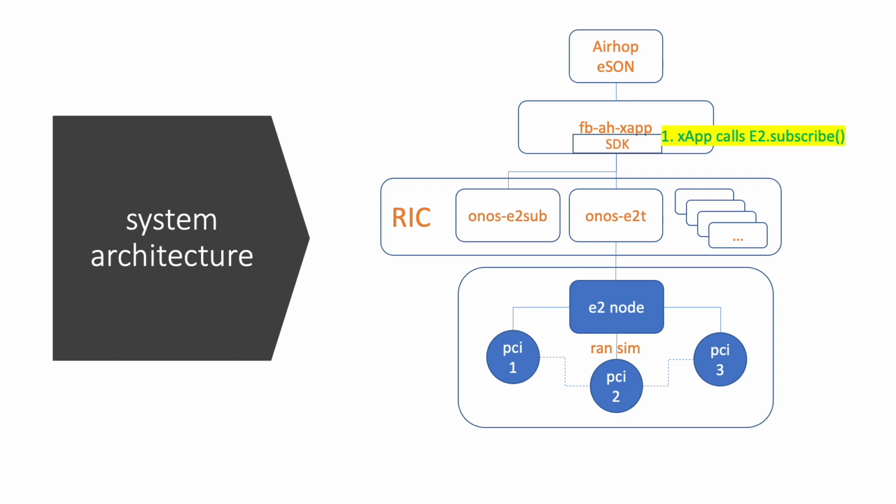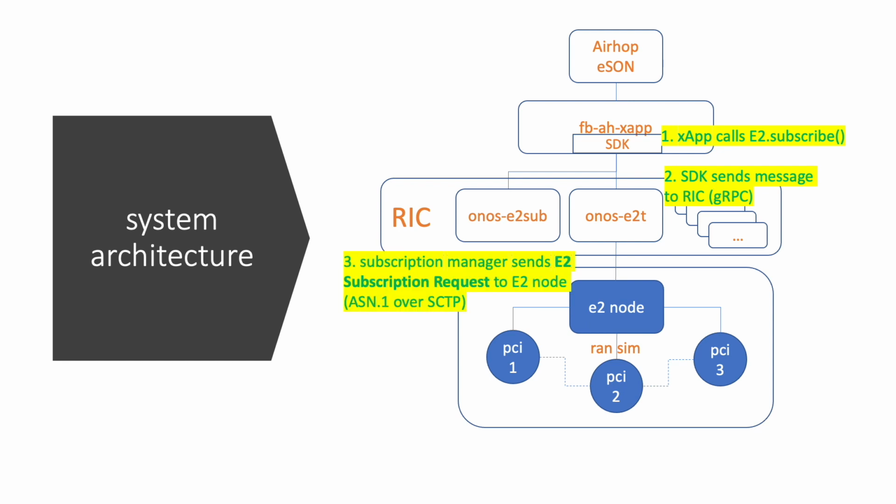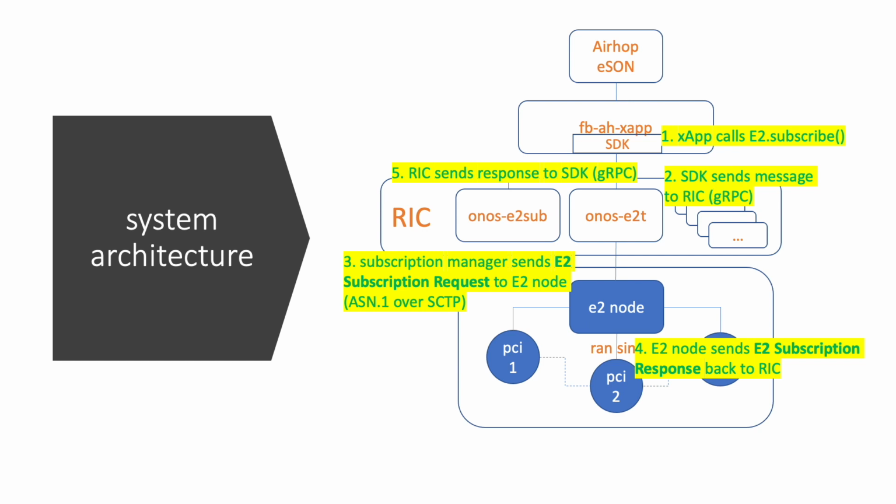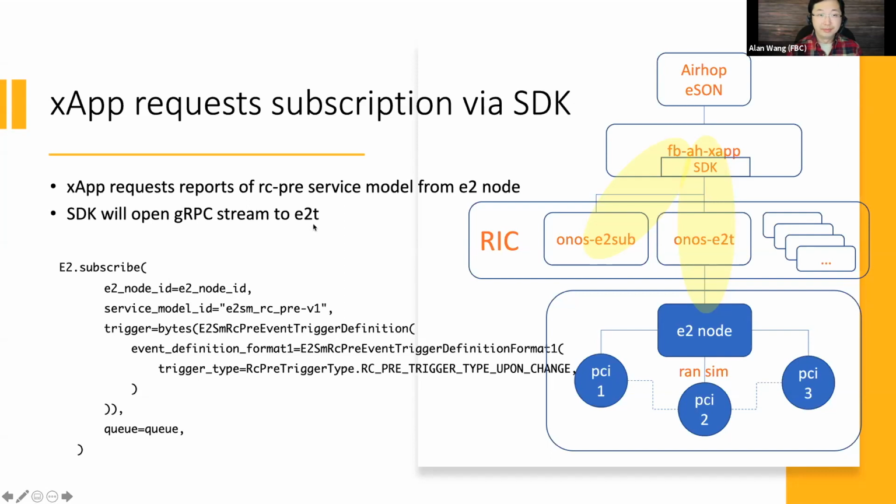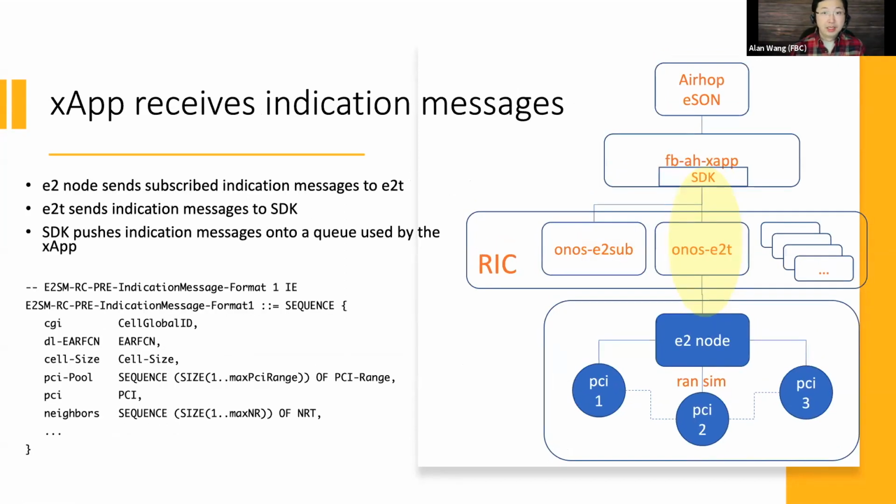to the service model. The subscription manager will perform that in the RIC and inform the SDK that you need to connect to the E2 termination and start the stream to get the data in. So the SDK abstracts the ONF specific implementation details, so it only has to worry about the data. Okay, so after the subscription is set up, the indication messages will begin to be passed out of the E2 node into the E2T and into the SDK.